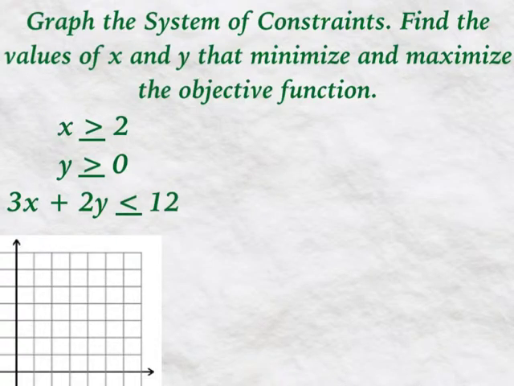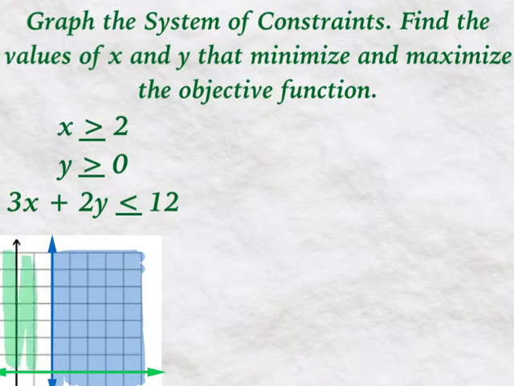Let's start graphing. x is greater than 2. Remember that x equals graphs are going to be vertical lines, so this will be a vertical line through x equals 2. And it says that x is greater than 2, so we'll shade on the numbers that are greater than 2. Next, we have y is greater than or equal to 0. Remember, y equals graphs are always horizontal lines, so this will be a horizontal line through y equals 0. And again, it says greater than, so we will shade above that line.